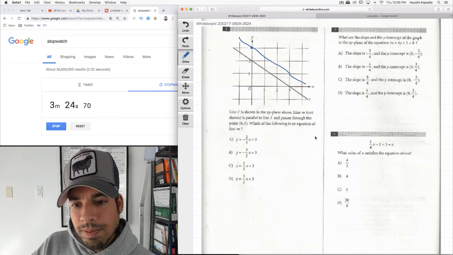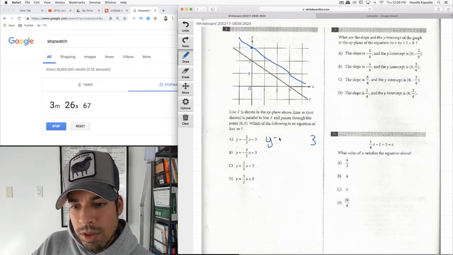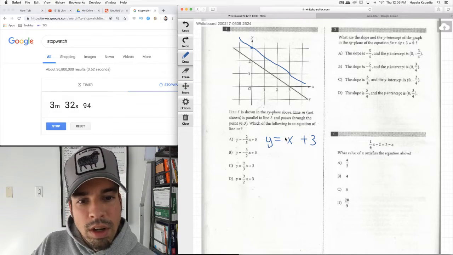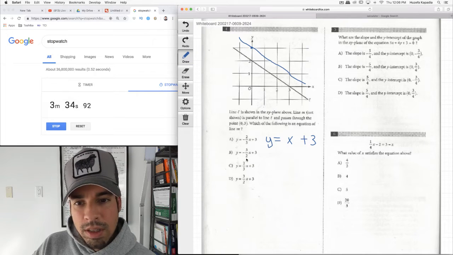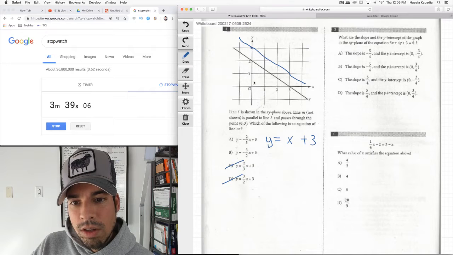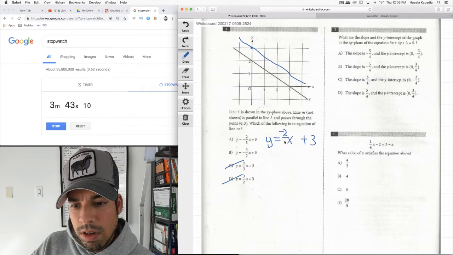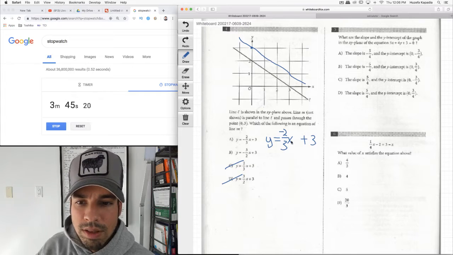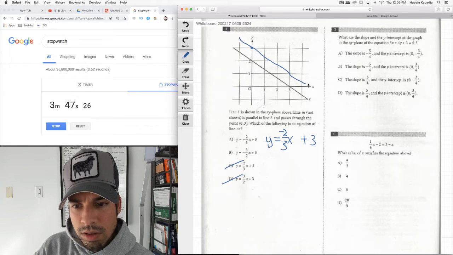Well, the y-intercept is 3. Remember it's y equals mx plus b, where b is the y-intercept, which is already 3. We just need to know the slope. What's the slope? It's negative, so these positive slopes are out. What's the slope of this one? Down 2 over 3. So it's negative 2/3. Negative 2/3 x plus 3. Right? Down 2 over 3.